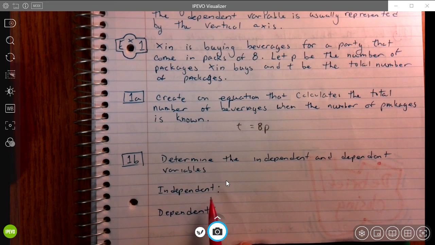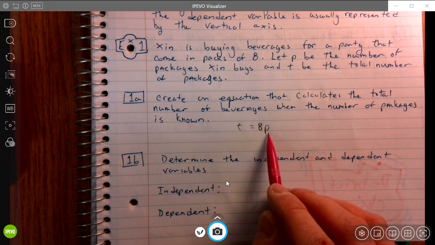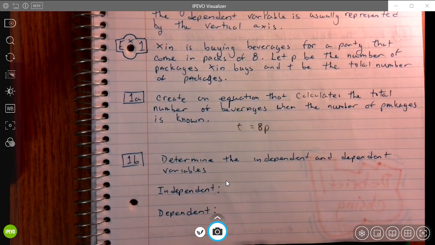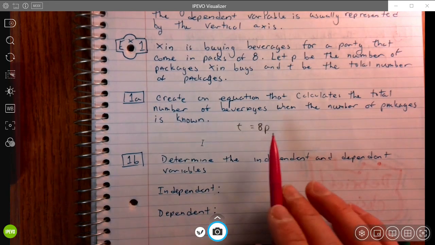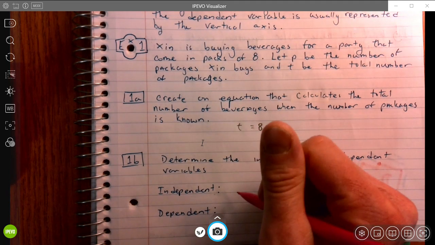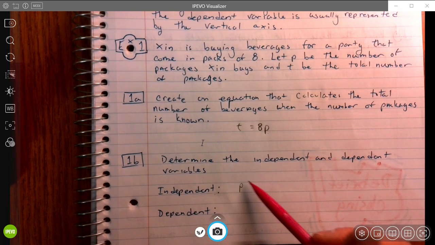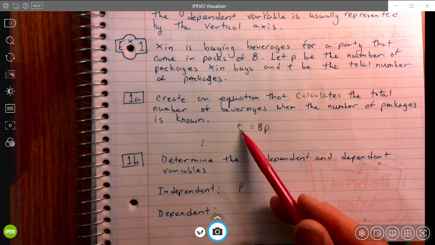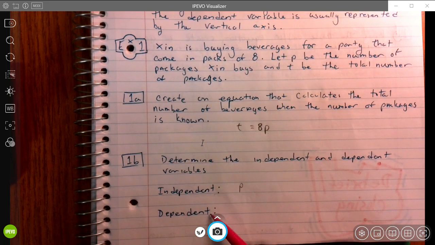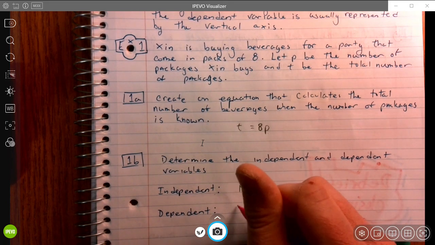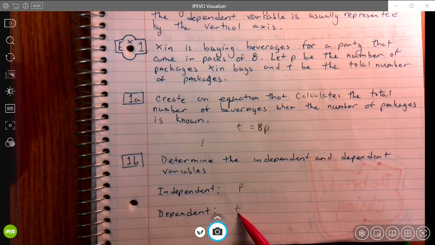Well, remember the independent variable is going to be the variable that changes. And the variable that changes is going to be P, the number of packages that Zin buys. So our independent variable is P because that's going to vary depending on how many Zin decides to buy. The dependent variable is T, the total, and it is dependent on the amount of packages Zin buys.